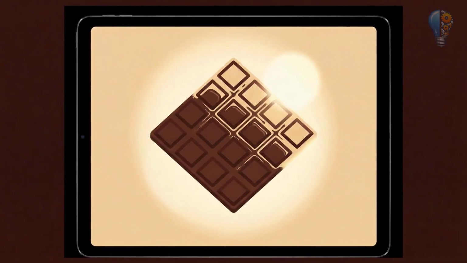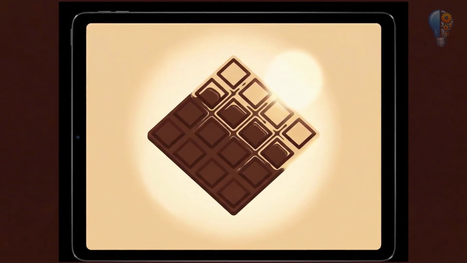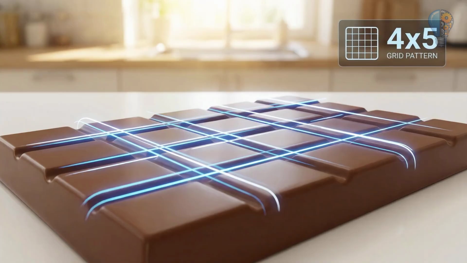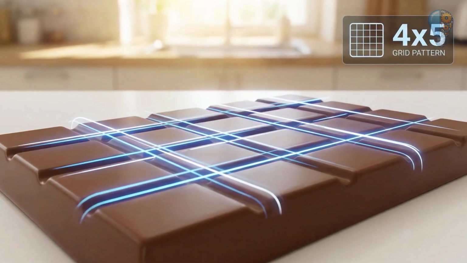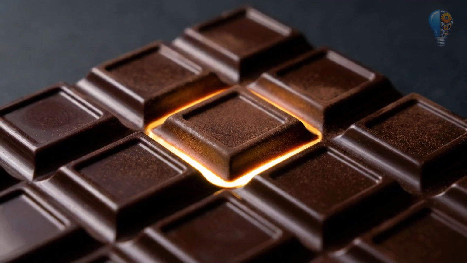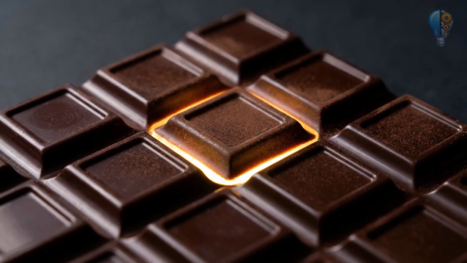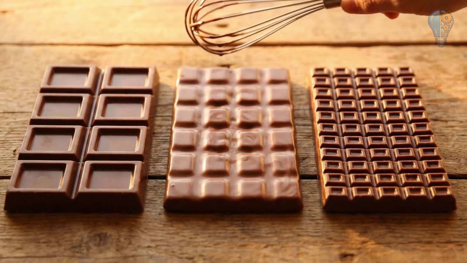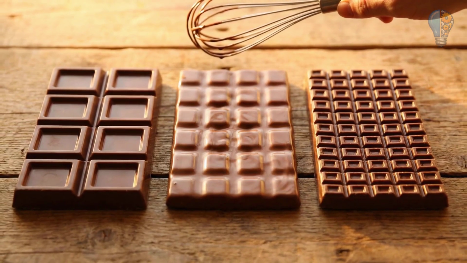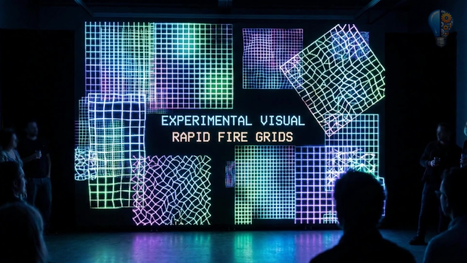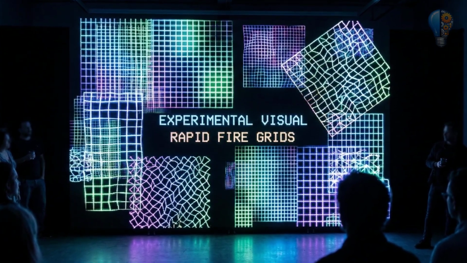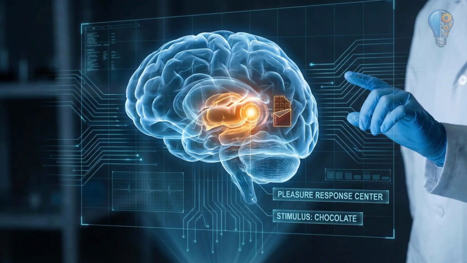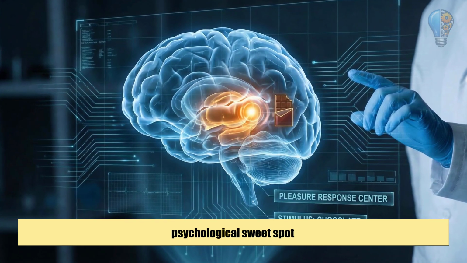Let's start with the most common pattern: a simple grid of rectangles. If you have a chocolate bar that's, say, 10 centimeters by 20 centimeters, you could divide it into 20 pieces by creating 4 rows and 5 columns. That gives you pieces that are each 2 centimeters by 2 centimeters, which is about the right size for a single bite. But you could also divide it into 15 larger pieces, or 30 smaller pieces, or any number of other configurations. Chocolate companies have done extensive research into portion sizes, and they've found that there's a psychological sweet spot.